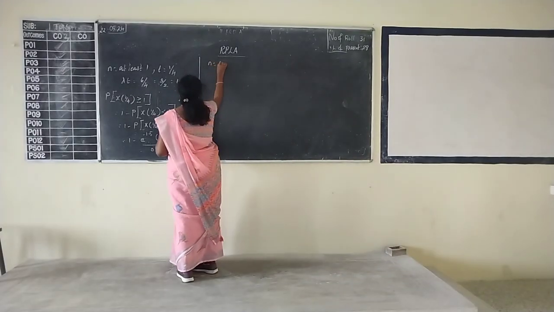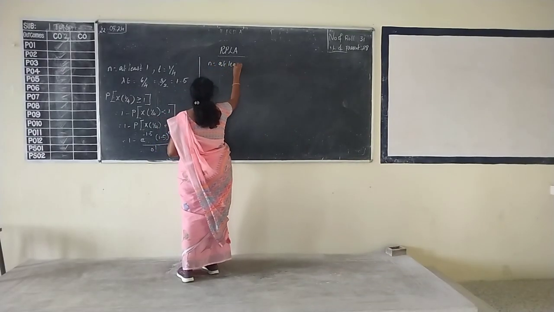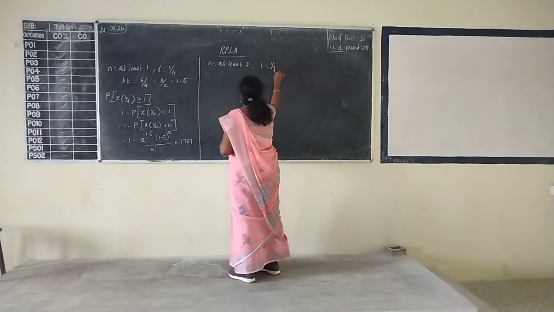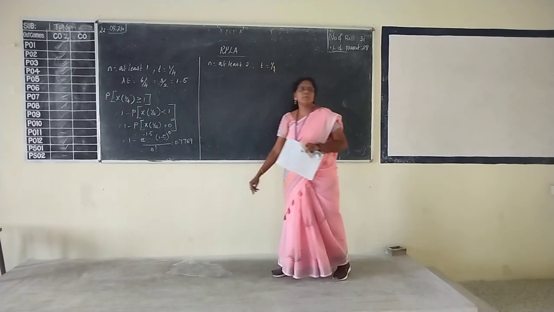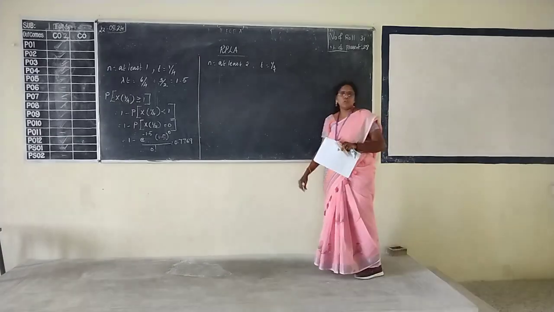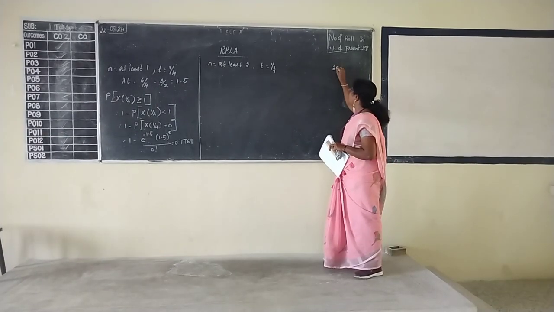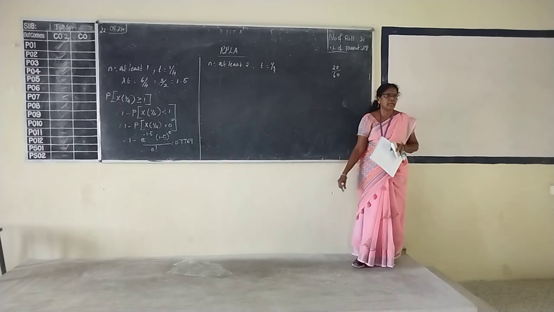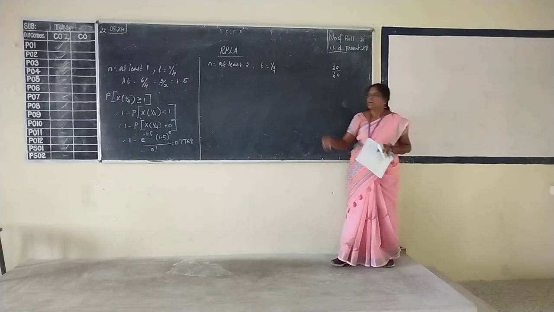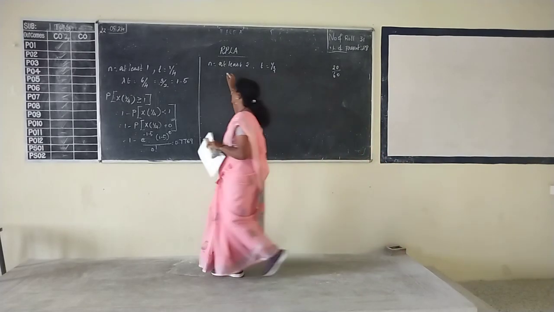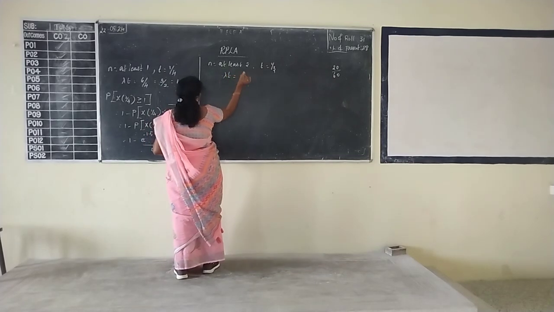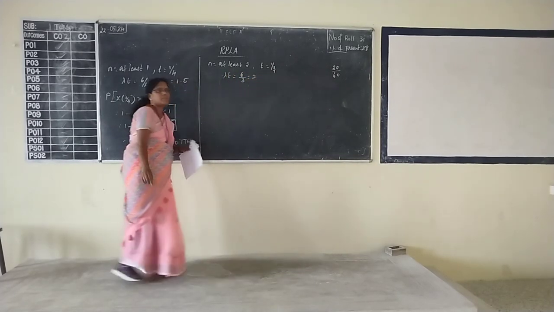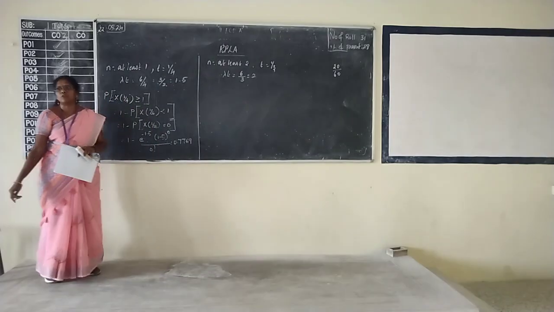We are given n as at least 2 and t equal to 1 by 3. What is the minutes given? 20. To convert it to hours, 20 by 60, so you get it as 1 by 3. Now calculate what is lambda t. Lambda is 6 and t is 1 by 3, so that will become 2. Lambda t equal to 2.